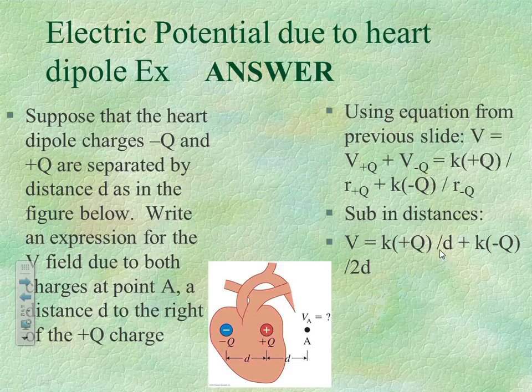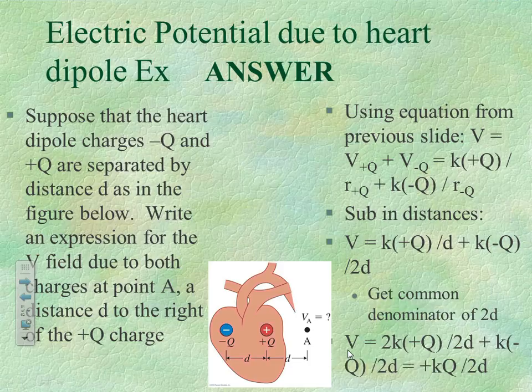So notice the positive Q is divided by just plain d. The negative is twice d, so I do have to have common denominators. So I'd have twice K times positive Q divided by 2d, plus K times the negative Q, so you end up subtracting there, divided by 2d. You end up with this guy here. Hopefully that makes sense. Just some algebra there. Cool.